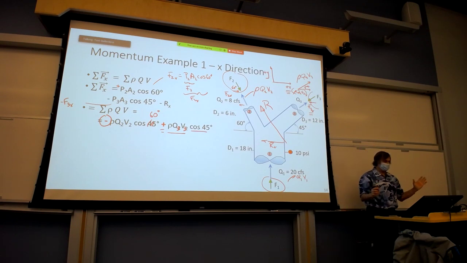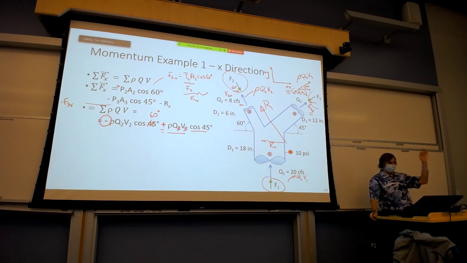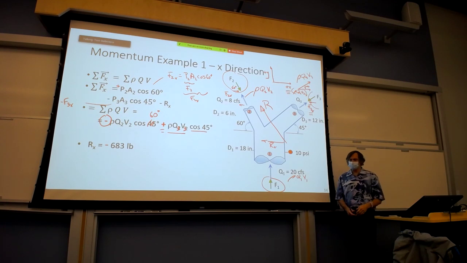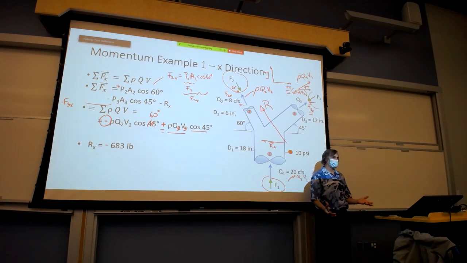And so when you look at this equation, sum of the forces, we know everything in the sum of the forces terms except Rx. For the momentum flux, we know both the rho QV terms at 2 and 3. The only unknown in that equation is Rx. So when we go through and calculate it, we find that Rx is minus 683 pounds.